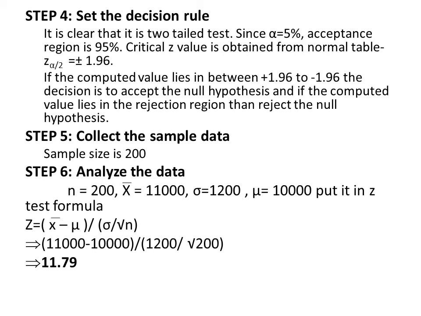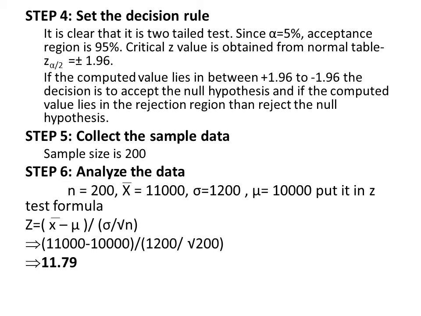The sample size is already mentioned in the question, which is equal to 200. Step number 6, analyze the data. We put all the values mentioned in the question into the Z formula, which I had already shown you in the previous slide. Sample size n is equal to 200. Population mean is equal to 1100. Standard deviation is equal to 1200. Sample mean is equal to 10,000. Put all these values in the Z formula, and you will get 11.79. 11.79 is the observed value.